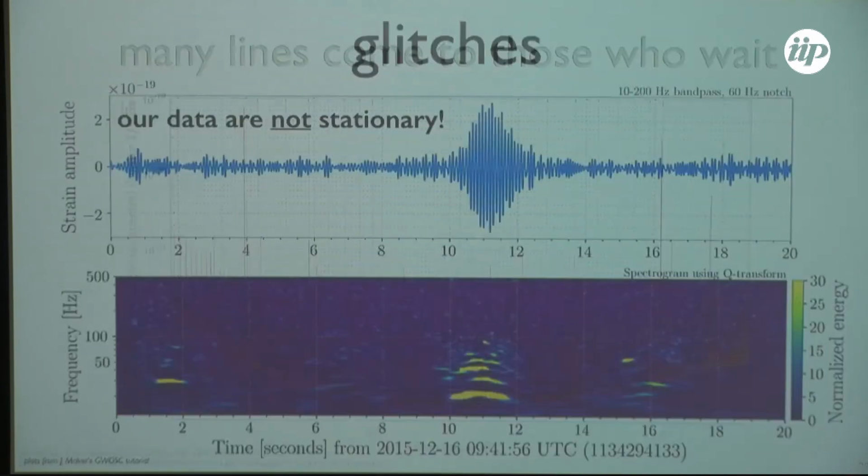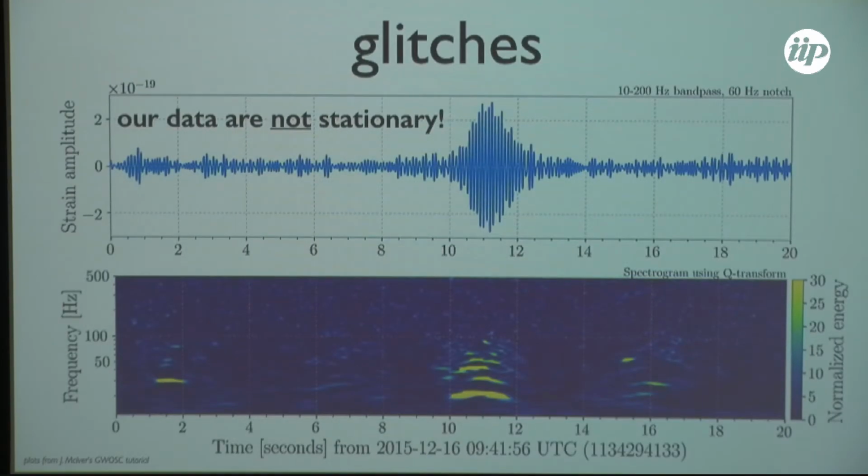But for analyses that look for compact binary coalescences, the main issue is not these long, narrow spectral features, but non-stationarity in the data, or what we call glitches. Every now and then, the instrument will just glitch. There will be some instrumental conditions that make the mirrors shake for some reason, or make it look like the mirrors are shaking for a very short time and with some particular frequency.